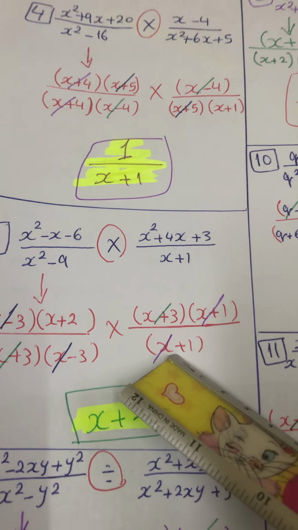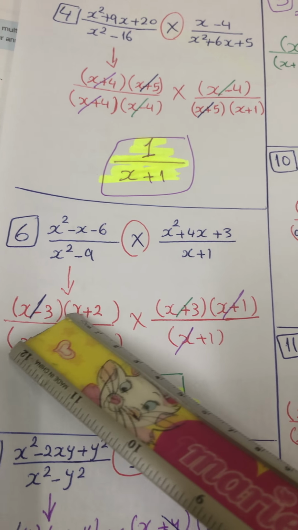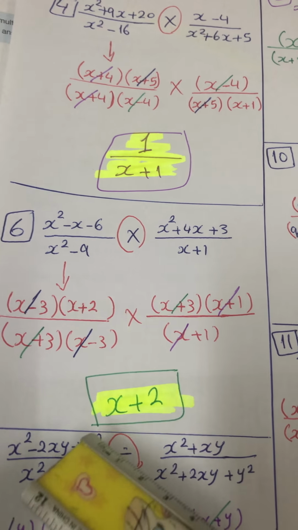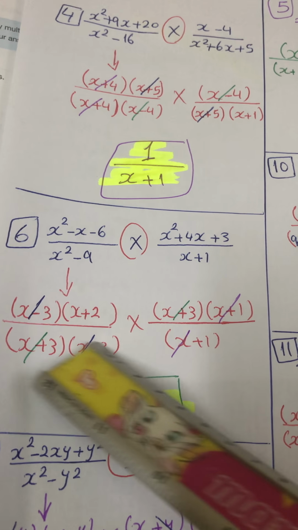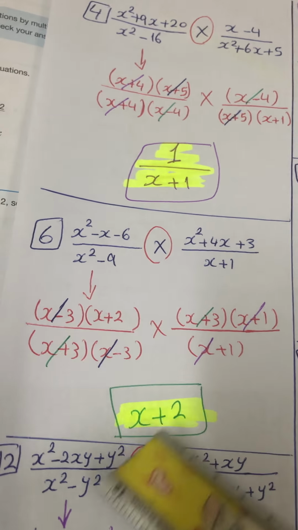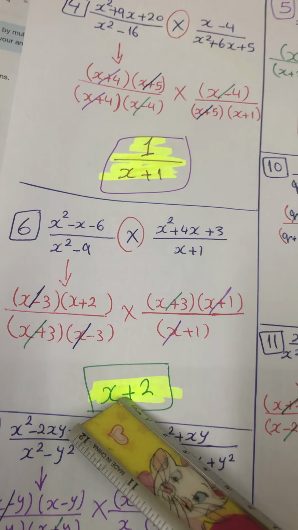Now x plus 1 with x plus 1. What's left up? Let's see carefully. x plus 2, so I'll take it x plus 2. What do I have down? Nothing. That's to say 1. So over 1, no need to write over 1.